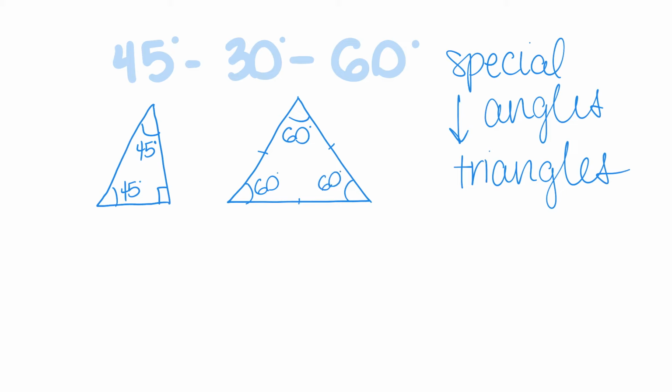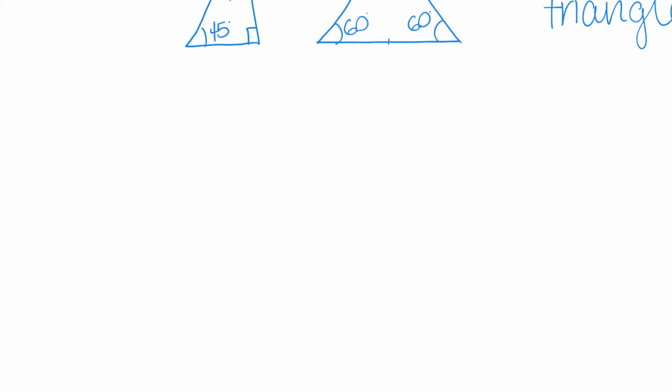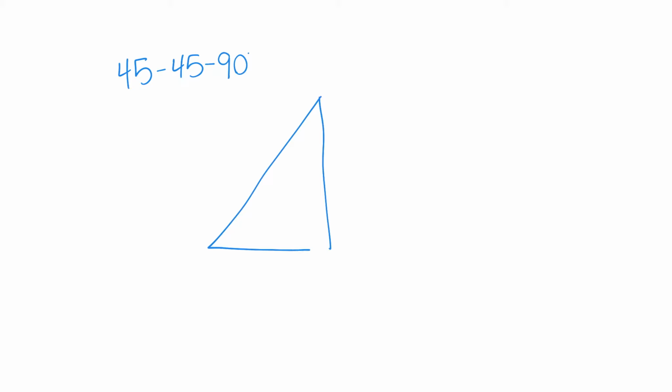So we're going to manipulate these triangles and turn them into what we're going to refer to as our special triangles. Let's start with 45. So a 45, 45, 90 triangle is a right triangle that looks like this. Okay, right triangle, 45 degrees.